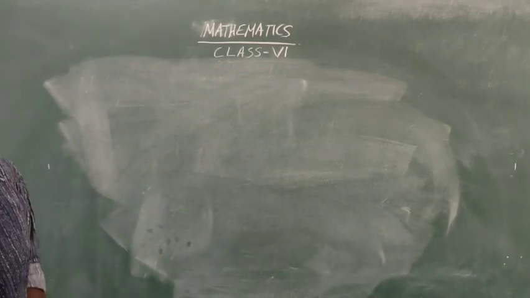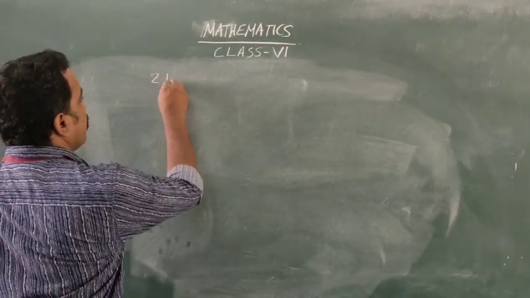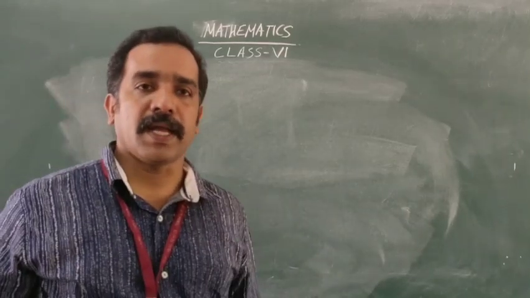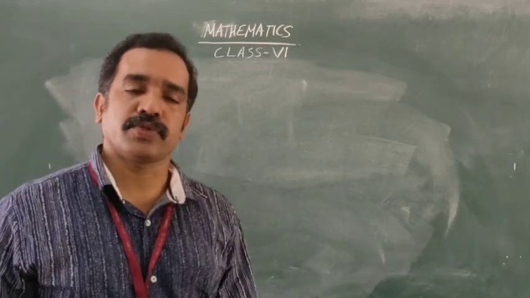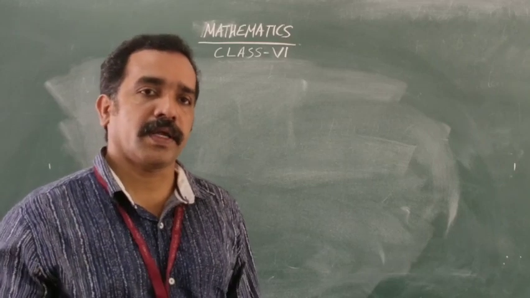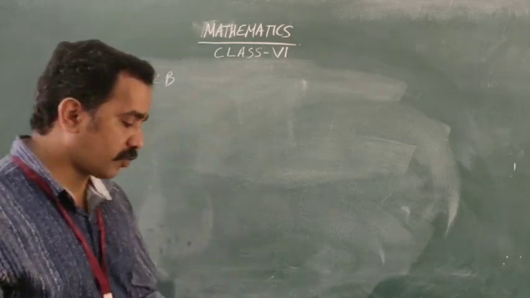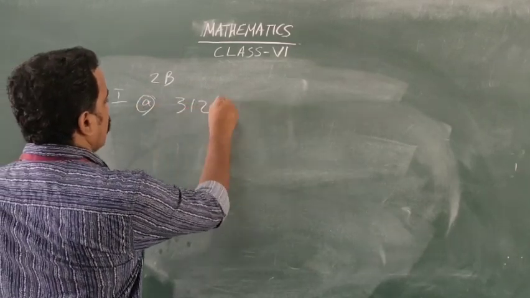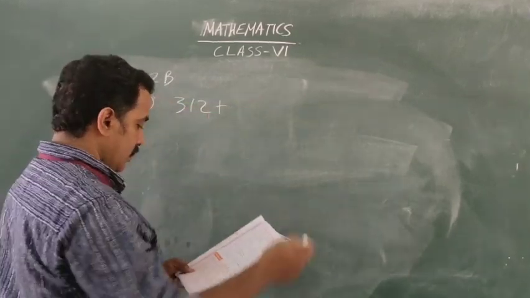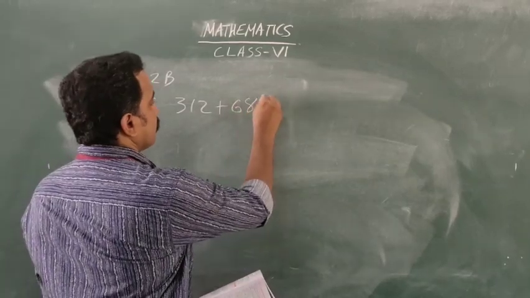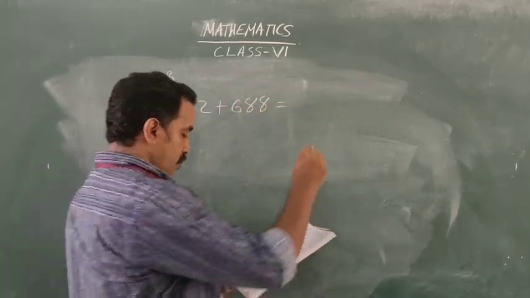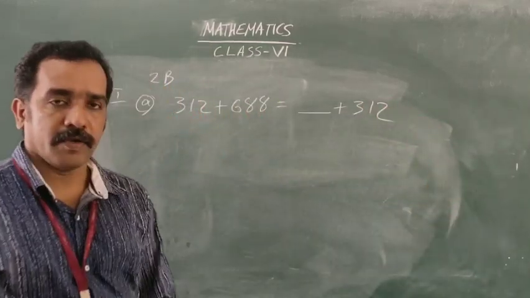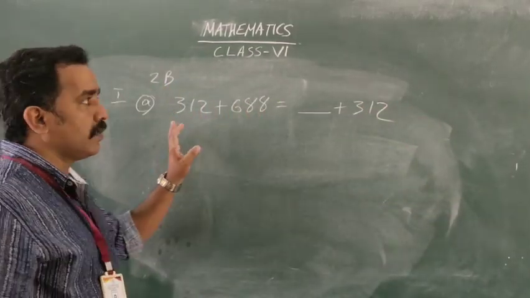Next exercise in your books, exercise 2b. In the first question, you have to fill in the blanks. What property is used? Use some property, fill up the blanks. The first question, 312 plus 688 is equal to dash plus 312. Which property can we use here?